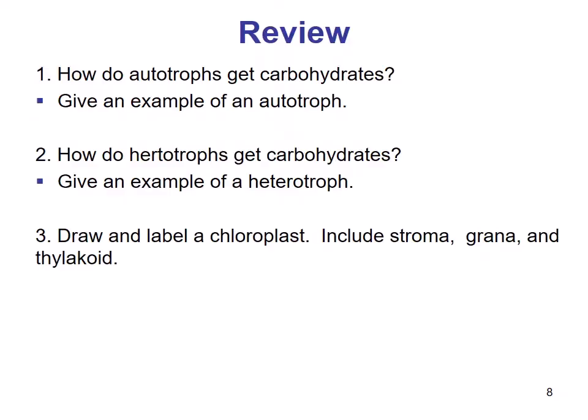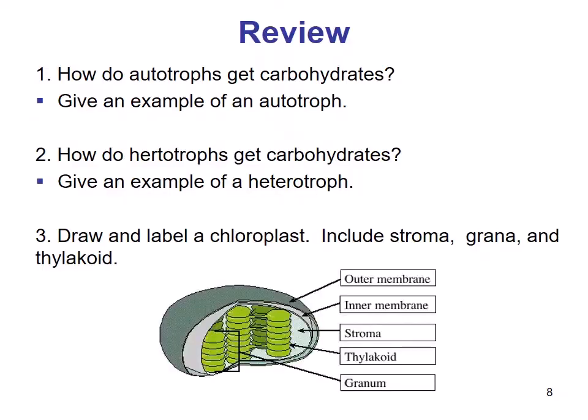Then draw and label a chloroplast. Include the stroma, the grana, and the thylakoid. Somebody from the internet drew one for me. Remember, the chloroplast has an outer membrane, an inner membrane, and the third membrane. I described it before as pancakes, right? So the third membrane is like the stacks of pancakes. Each pancake is a thylakoid, the entire stack is a granum, and then all the stacks of pancakes are grana, because it's plural. And the stroma is the liquid portion around your membrane stacks.